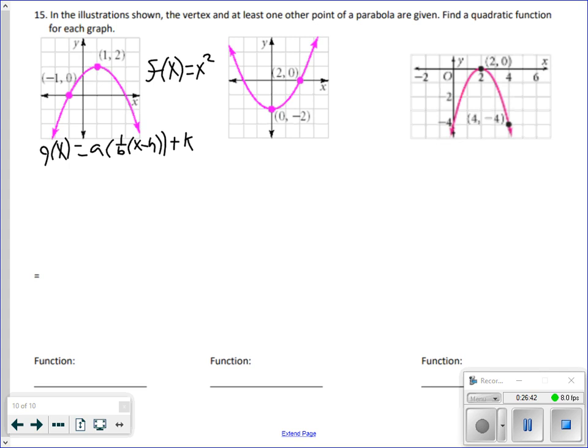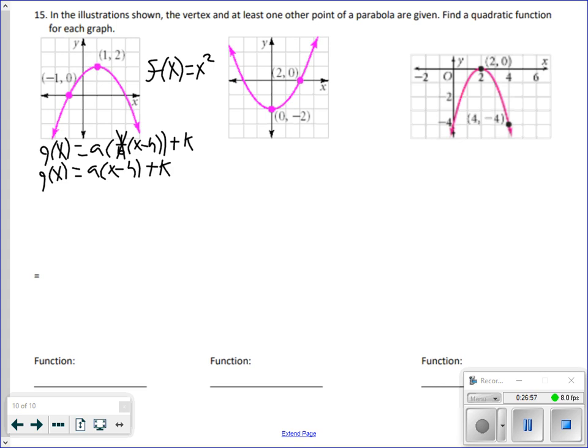But when we're given a graph like that, we don't like dealing with b's because the 1 over b is just weird, it's ugly, it's confusing. We're just not going to deal with that. We're only going to deal with our a. So g of x equals a(x minus h) squared plus k. That's what we're going to do.